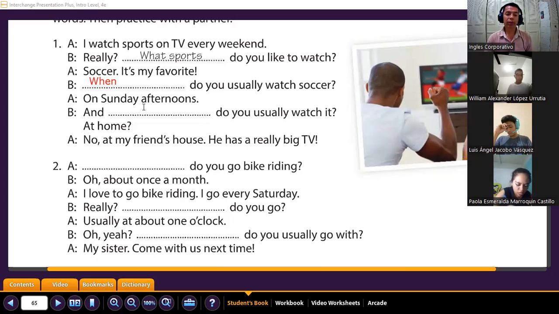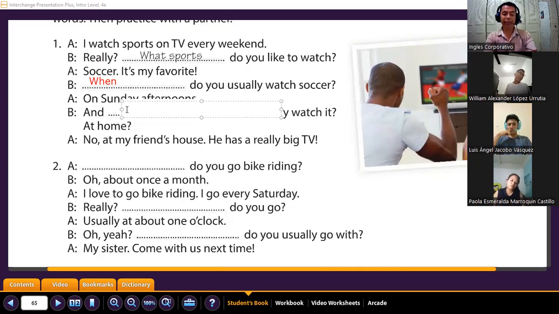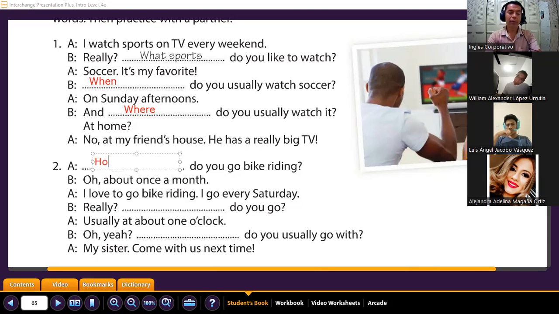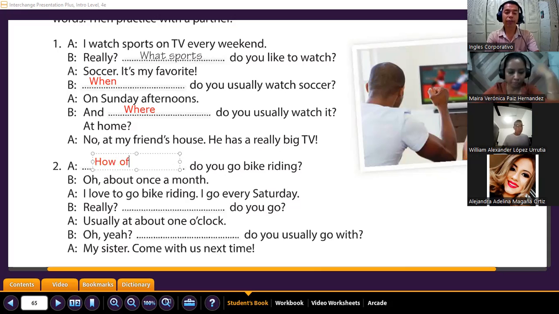Next one, letter B says, and? Where. Where, correct. Where do you watch at home? No, at my friend's house. House is a place, right? Good. Number two, about once a month. Frequency, right? Frecuencia. ¿Cuál es la pregunta para la frecuencia? How often, correct.